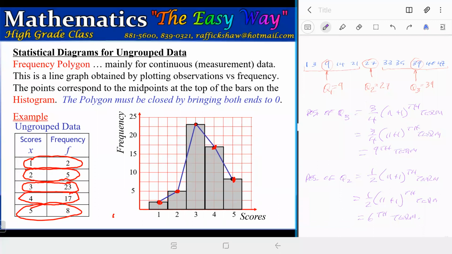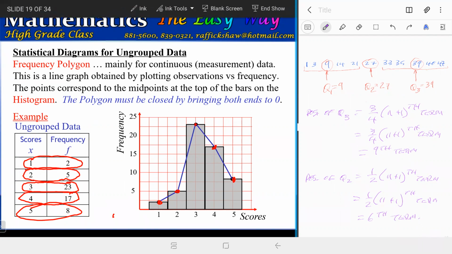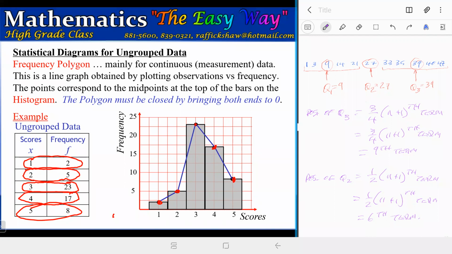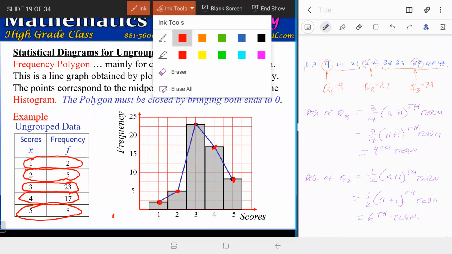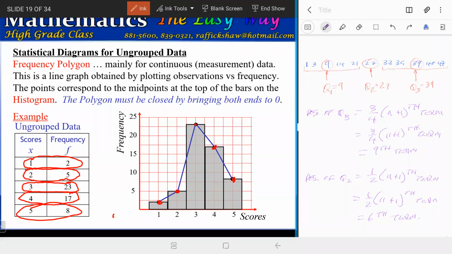But then because it's a polygon, you have to close it. You have to close the two ends. So how do you close it? How do you know where to close it? You close it by, pay attention now, saying: okay, the value before is based on these values down here, going up.